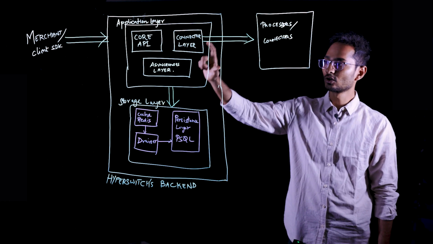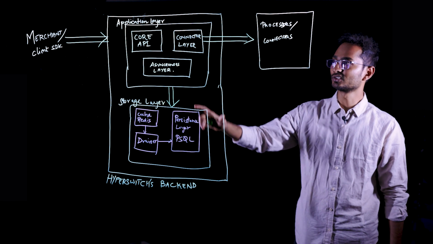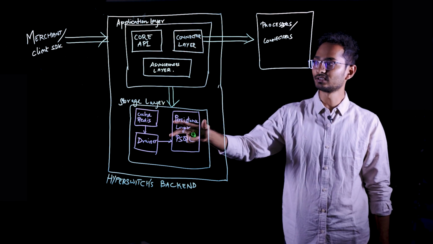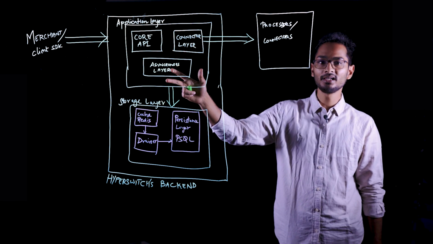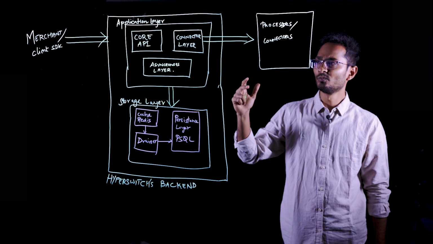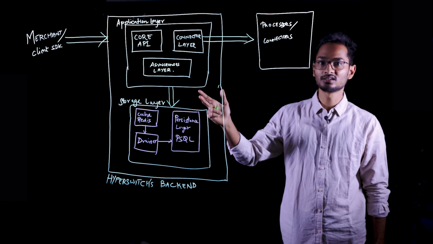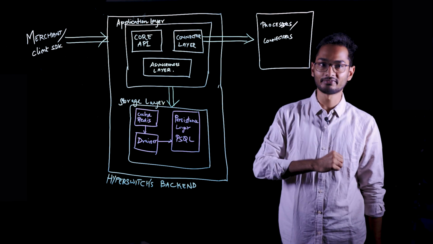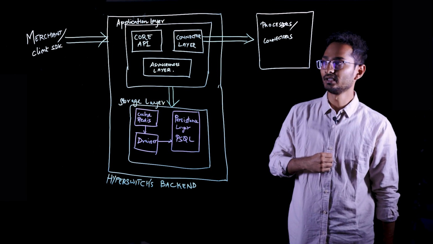We have two major components in our Hyperswitch backend architecture. One is the application layer and another is the storage layer. We call the application layer the router. Why do we call it the router? Because that is the one which is responsible for routing all the traffic to the connectors, the external agents.